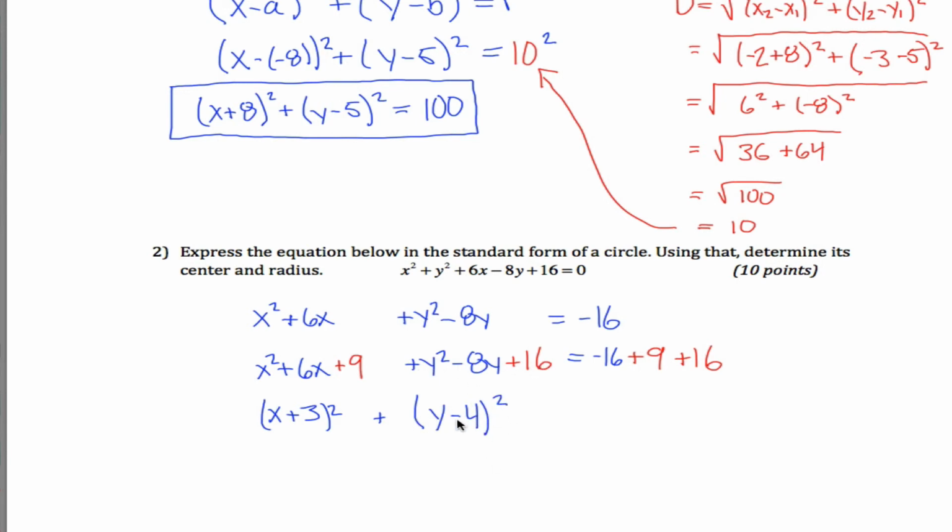Try it. Expand this out. Y minus 4 times y minus 4, FOIL. You'll get this right here. And over here, negative 16 plus 16 is 0. Plus 9 more gives me 9.